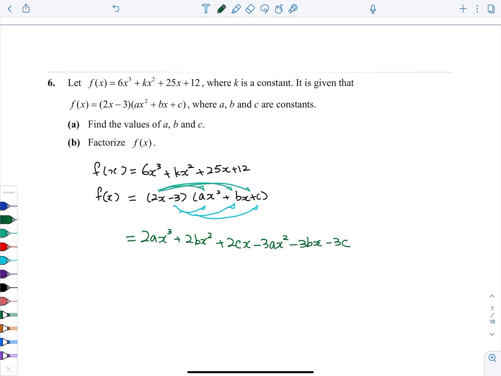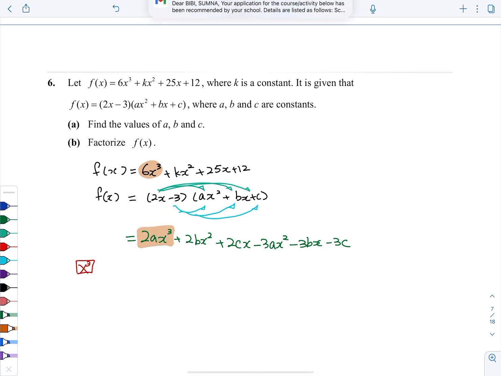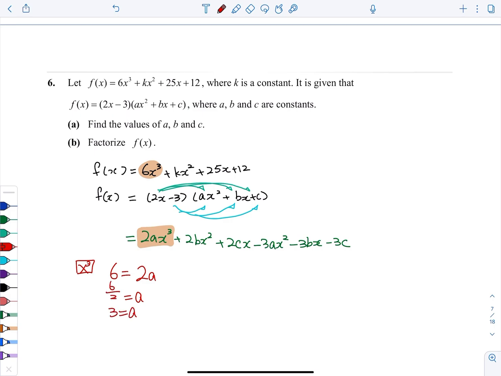Which one are you going to compare first? I would prefer comparing the x cubes first. You can write the whole thing by comparing the coefficients of x cubed. From the first part, what do you have for x cubed? This. Then from the second part, this. So it will be 6 equals 2a, and the 2 here is multiplied, go to the other side, it will be divided, so a is 3.